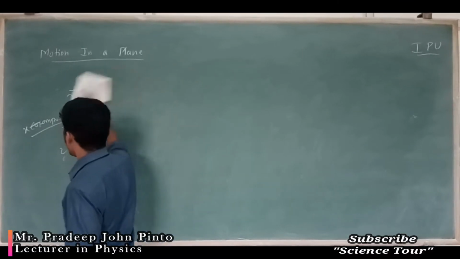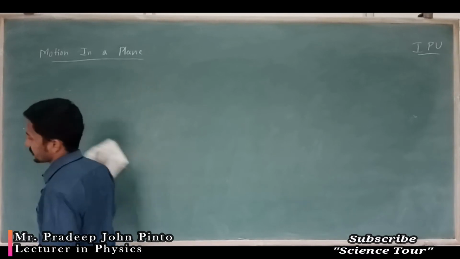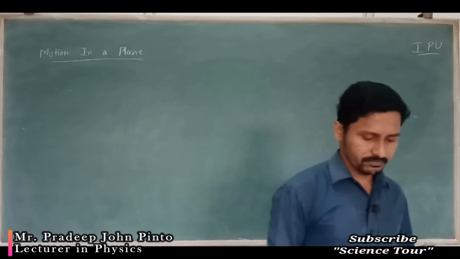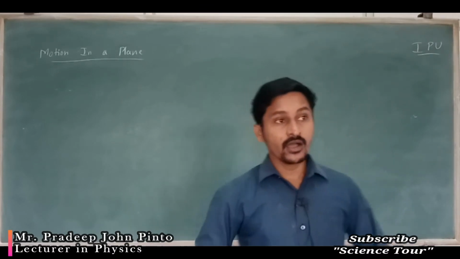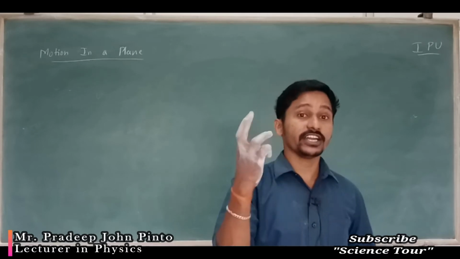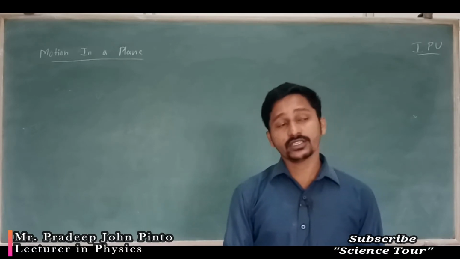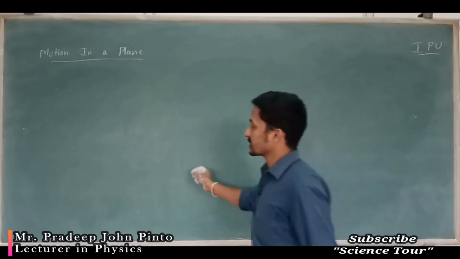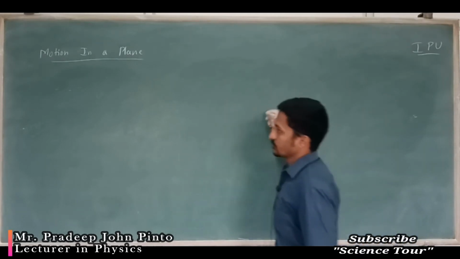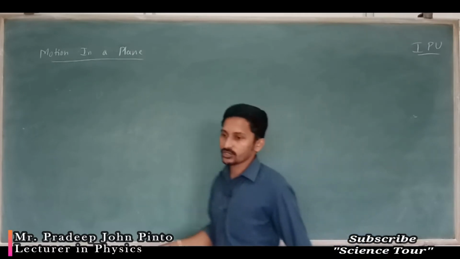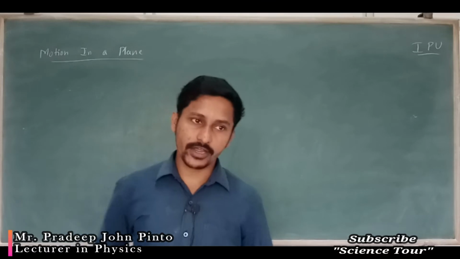Now based on this, we are going to study an important type of motion in a plane. Can you give me any examples for motion in a plane? A butterfly flying is not motion in a plane, it is motion in 3 dimensions. Motion in a plane means only 2 dimensions. An insect crawling on the wall is 2 dimensional. A person walking on the floor is 2 dimensional.